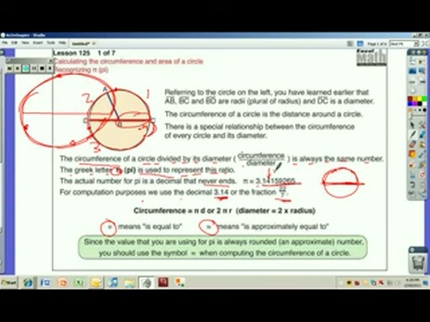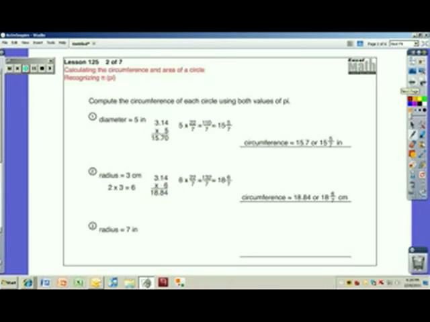Since the value that you are using for pi is always rounded, you should use the symbol approximately equal to when computing the circumference of a circle. When you show your answer, you should always say that the circumference is approximately equal to this answer. All right, but that doesn't mean you're going to get different answers from your friends. They should still come out to be the same. Compute the circumference of each circle using both values of pi. Now, let's see.